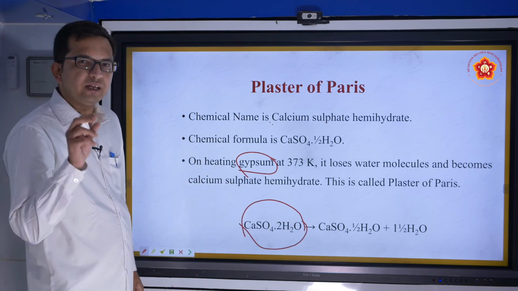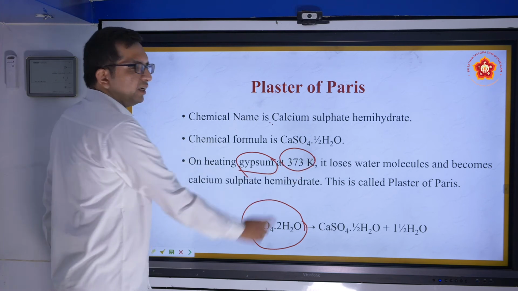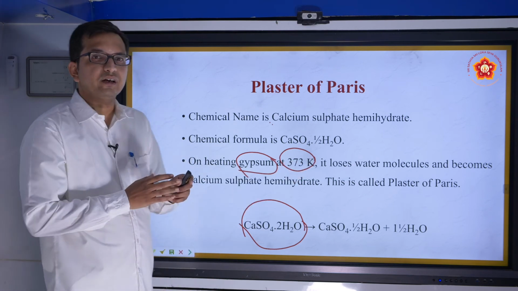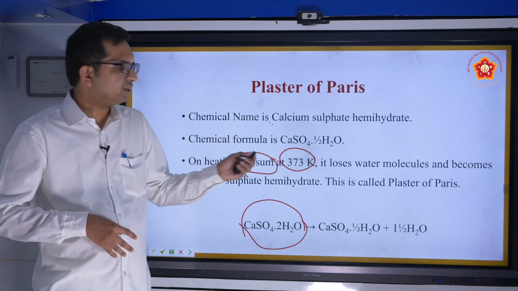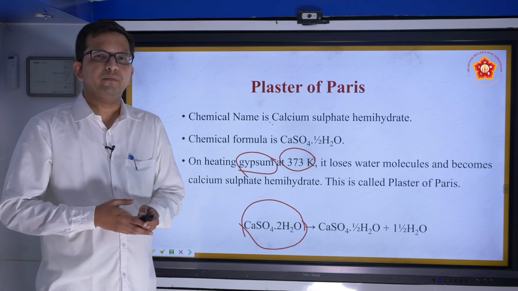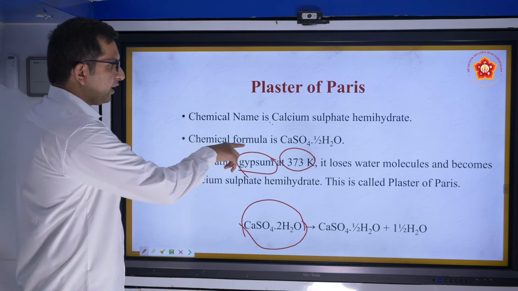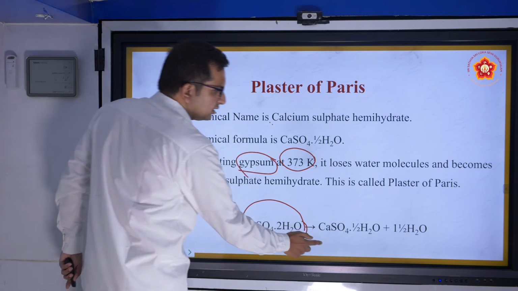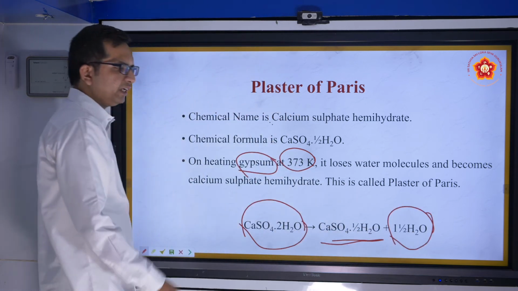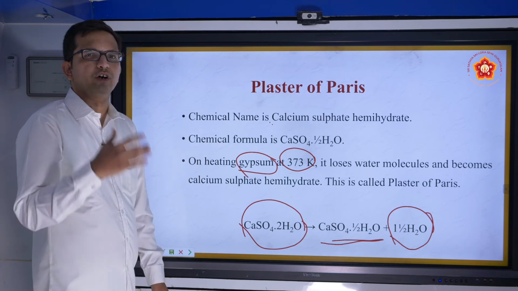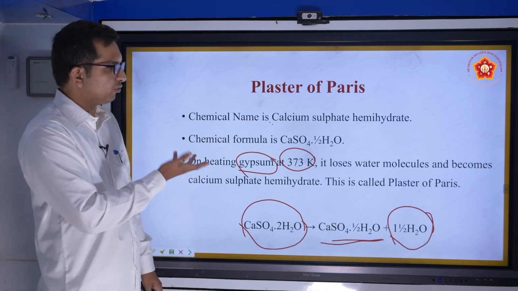So when you supply heat, how much is the heat supplied? It is 373 Kelvin, this you have studied in 9th standard. 273 Kelvin indicates 0 degree and 373 Kelvin indicates 100 degree, which happens to be the boiling point of water. So when you heat it at around 100 degrees centigrade, this is the gypsum that is formed, and this amount of water, that is 1.5 molecules of water, gets evaporated. That will not be of much use for us.